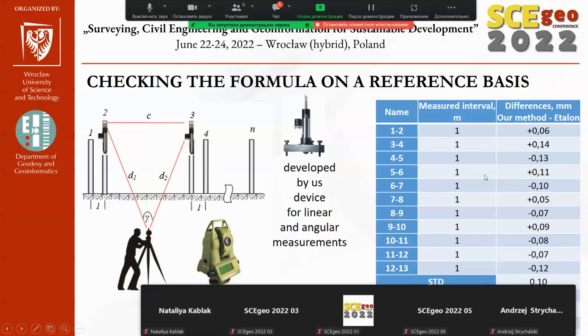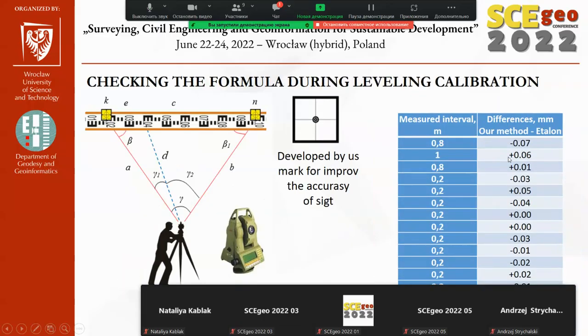In this table, you can see interval, calculated interval, 1 meter, 10 meter, and 20 meters. In this, you can see difference between etalon distance and calculated with our method. This similar results we obtain when the calibration leveling stuff.